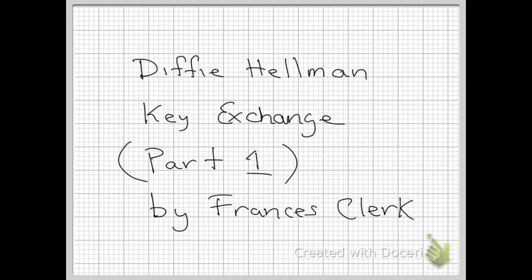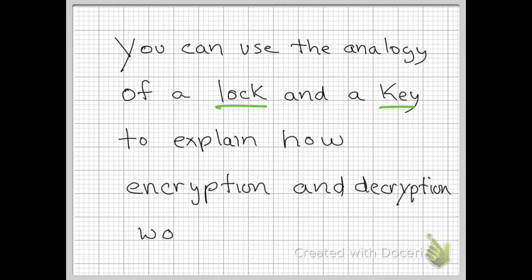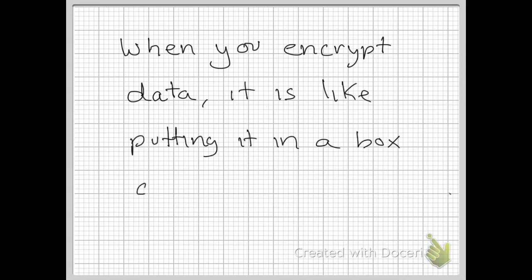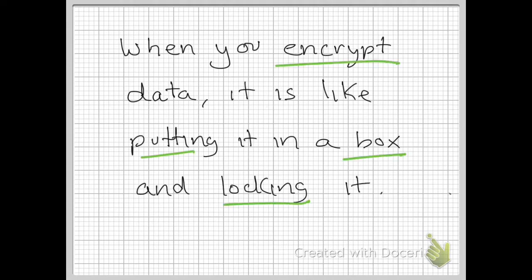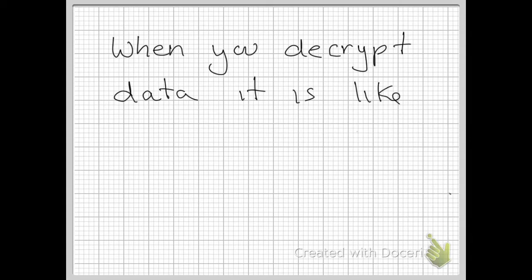This short video is about Diffie-Hellman key exchange, part 1. You can use the analogy of a lock and a key to explain how encryption and decryption work. When you encrypt data, it's like putting it in a box and then locking the box. And when you decrypt data, it's like using a key to unlock the box.